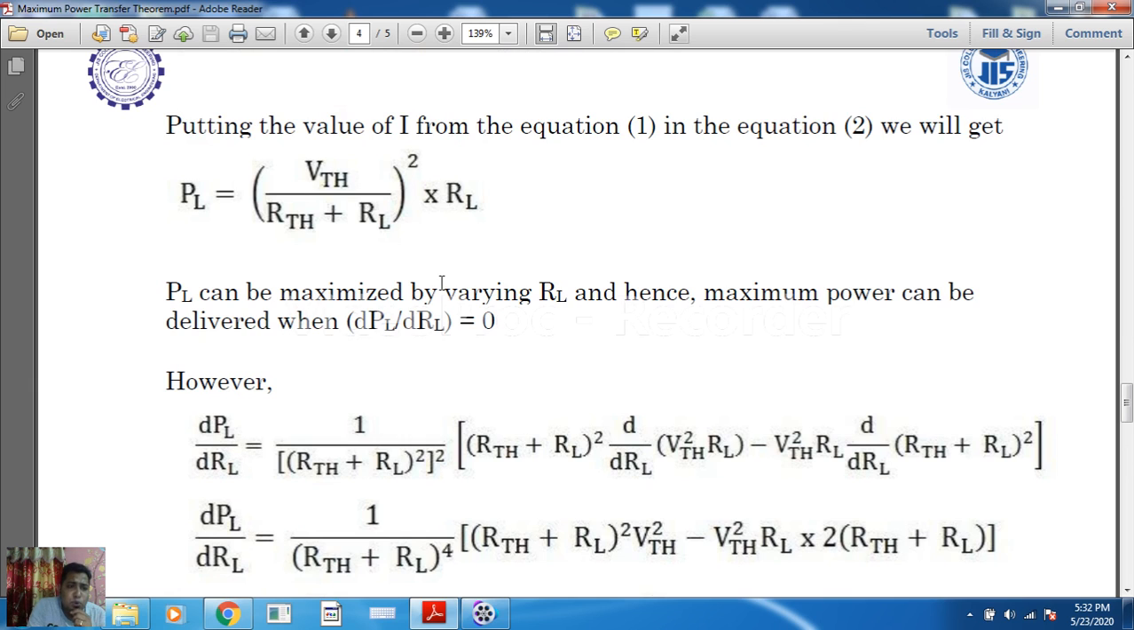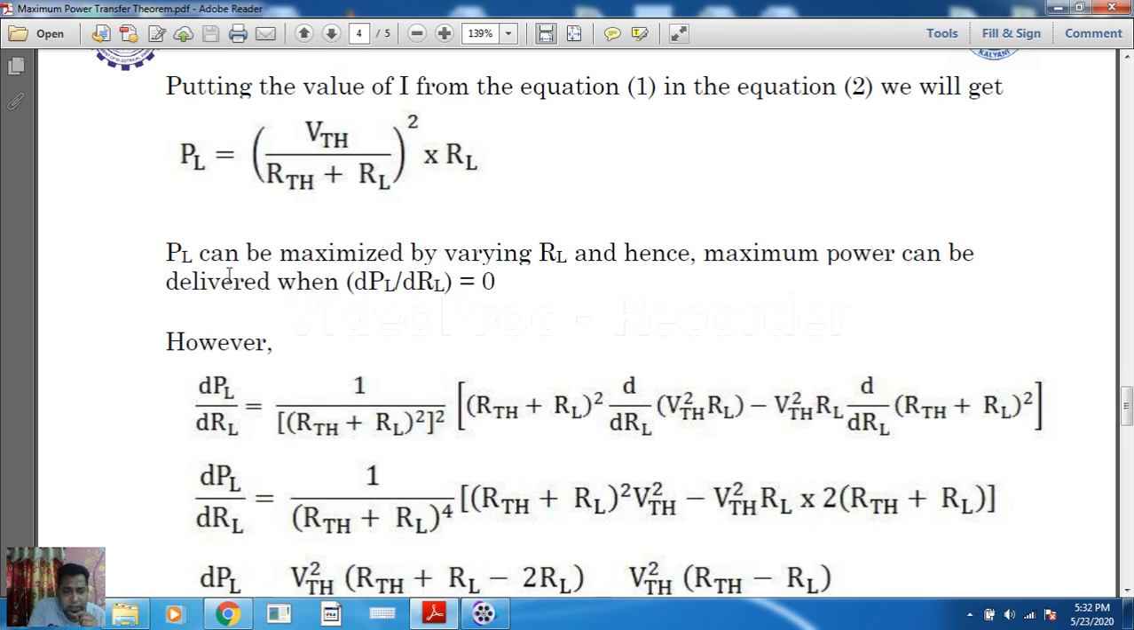Now our point is when this PL value, the power through the load, is maximum. From the concept of mathematics, this value is maximum when its first order derivative is equal to 0. So now we are going to do that.